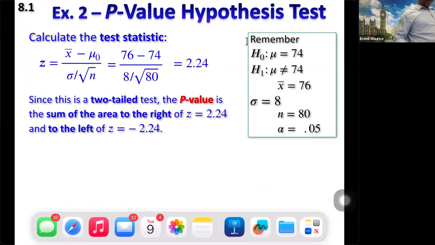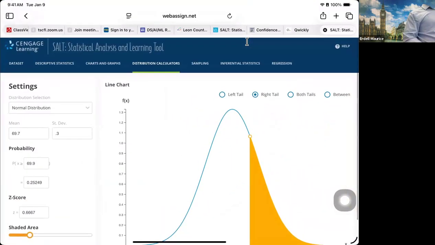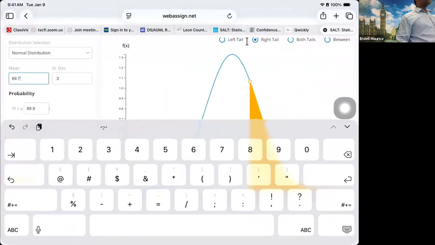So I gotta go into, where's my good friend SALT? So I'm over here in SALT. The mean was 74. What was the standard deviation? Not 8. 8 divided by the square root of 80.